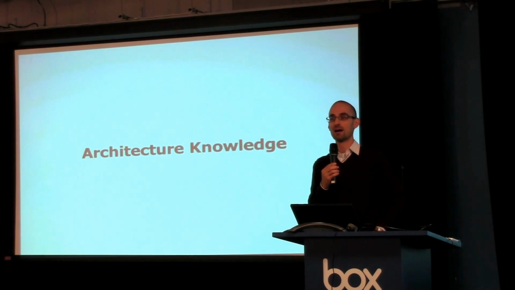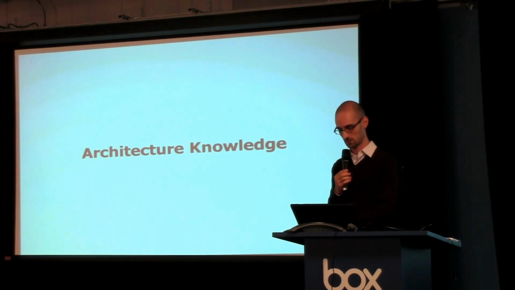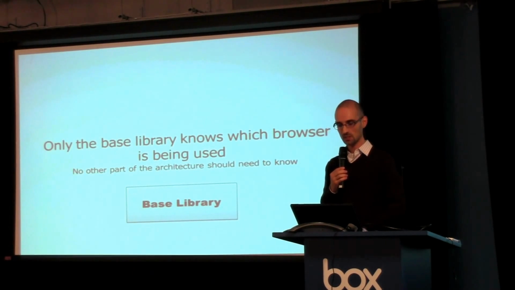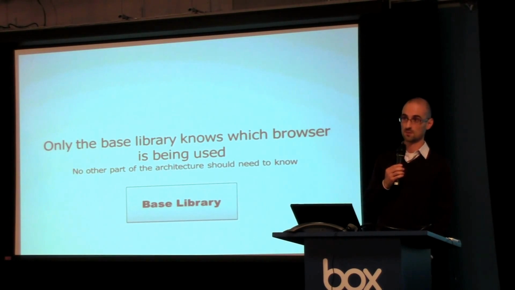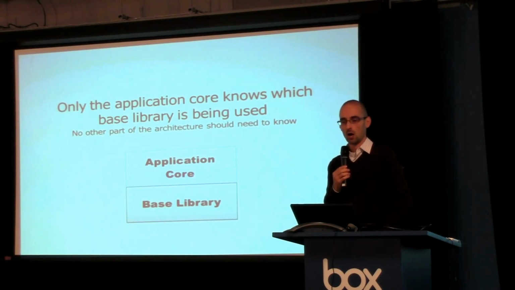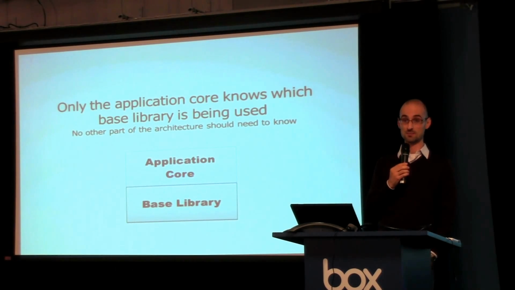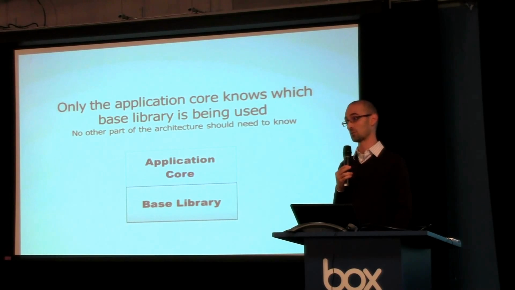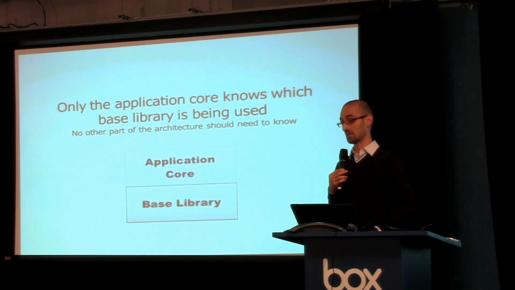Let's talk a little bit about architecture knowledge and what parts know about what other parts. So only the base library knows which browser is being used. The rest of the application shouldn't have to know. Only the application core knows which base library is being used, because it's interacting with it directly. So the core and its extensions will talk to the base library directly to do its job, but nothing else will.